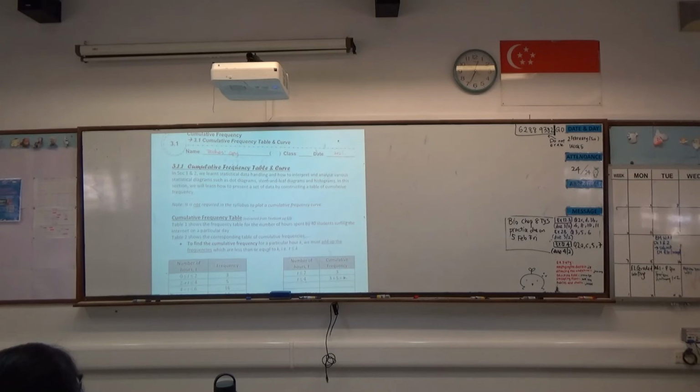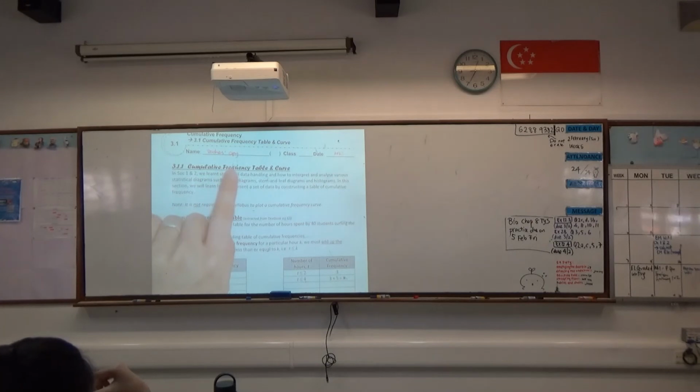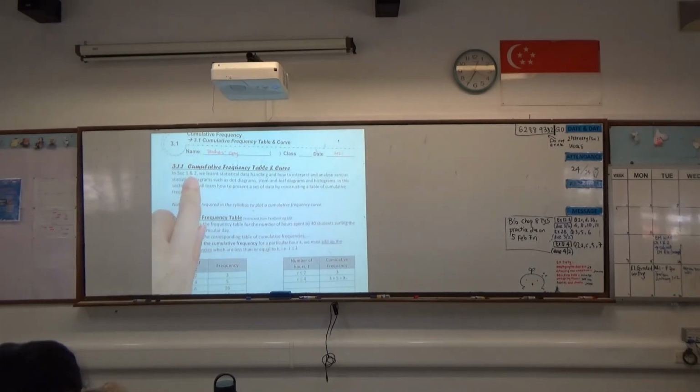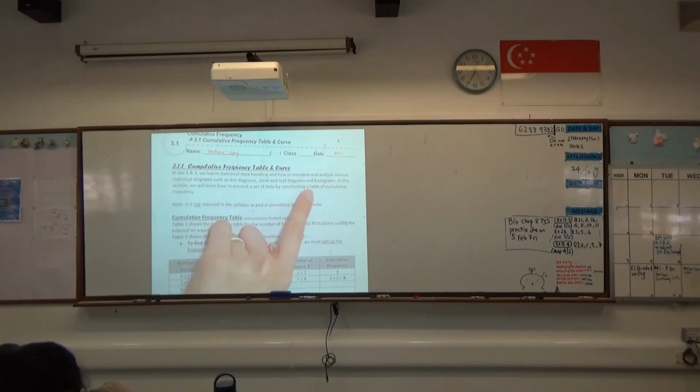We are going to look at cumulative frequency. As the word cumulative suggests, the root word is accumulate, so to add up. So that's the meaning of cumulative, which is to add things up. So what exactly are we going to be adding up? We're going to be adding up the number of data that we have, because cumulative frequency is the number of data that we have. In set 1 and 2, that was the last touch point that we had for statistics. We learned different kinds of diagrams, dot diagrams, stem and leaf, histograms.